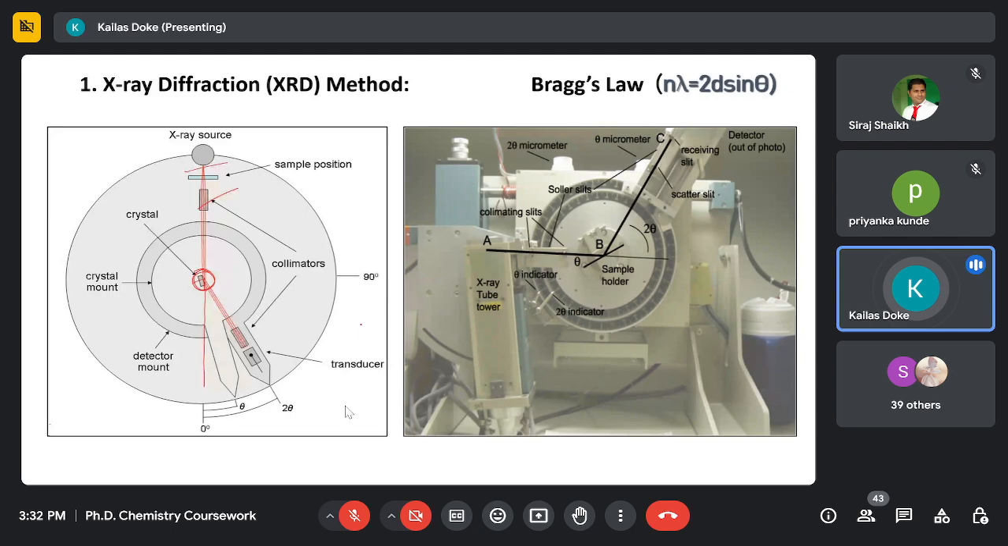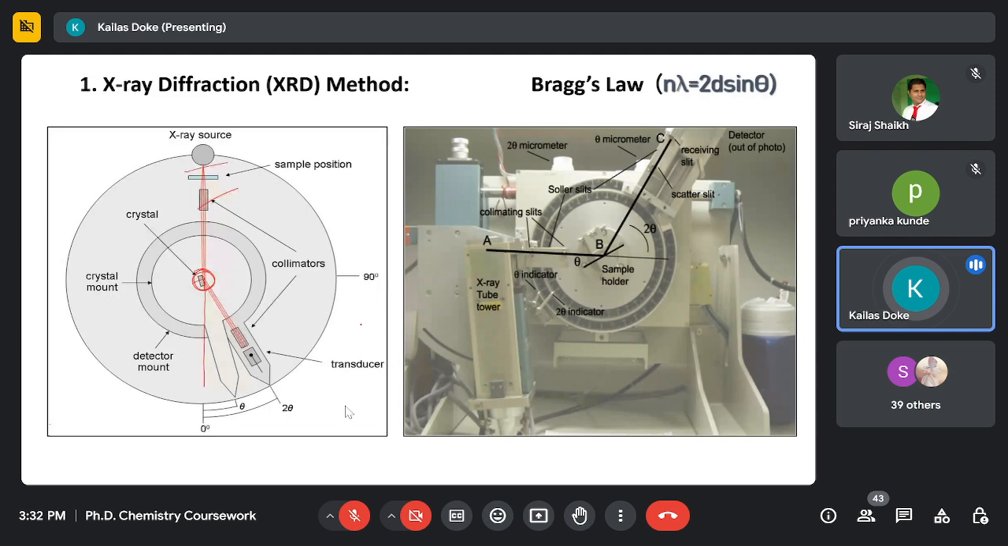Basically, this method of analysis is based on Bragg's law. Everyone is aware of Bragg's law, so it is not necessary to explain what Bragg's law is. This is the general mathematical equation which we call Bragg's law: n lambda is equal to 2d sine theta, where n is the order of diffraction, which I'm going to explain in the next slide.